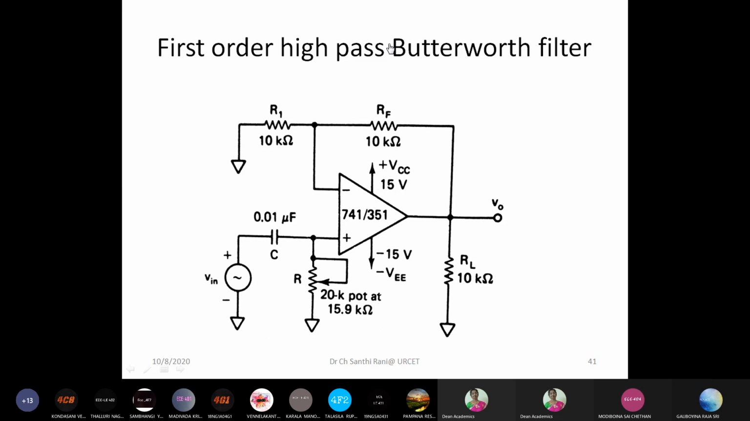Let us discuss the filters. We are discussing various active filters. Okay. What is an active filter? The active filter uses active components like OpAmp and passive components like resistors and capacitors. So active filters are designed with OpAmp and resistive and capacitive elements.